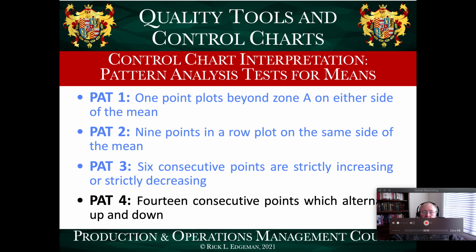Pattern 4 is a different type of pattern. It's literally 1 point up, next point down, next point up, next point down, and so on. 14 consecutive points that alternate up and down. That usually arises from one of 2 sources. One source, which is very common, is that somebody has interfered with the process, usually with good intentions, but it's causing increased variation in the output. That is, they have inserted themselves unintentionally as an additional source of variation.